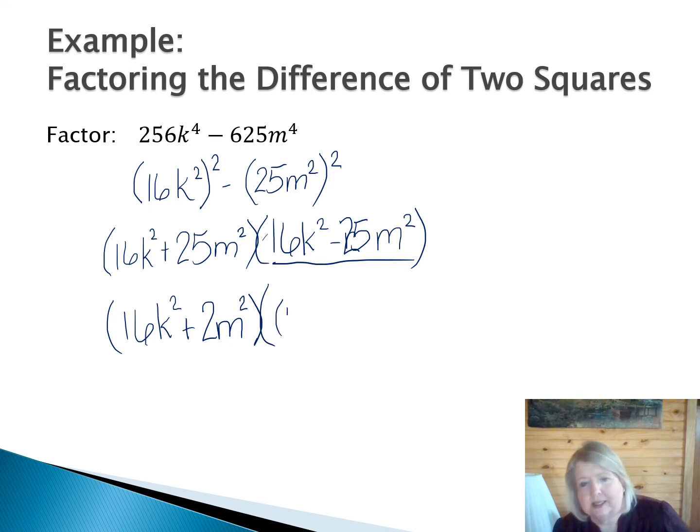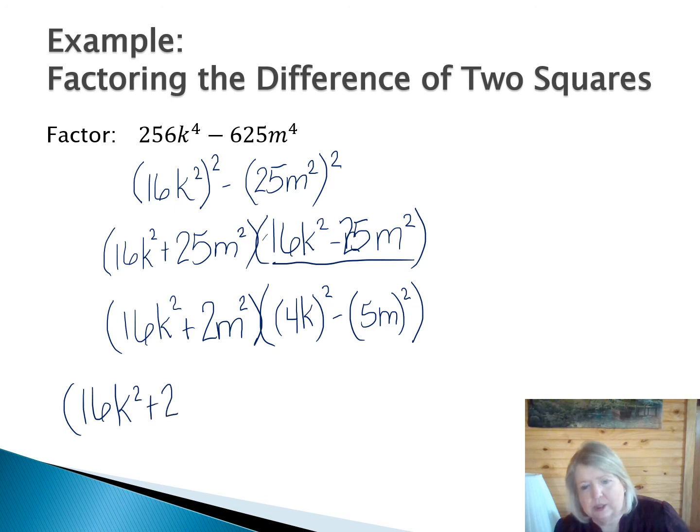So the square root of 16 is 4. So that's going to be 4k squared. Square root of 25 is 5, so that's going to be 5m squared. So see, I do have the difference of squares again right here. So again, I'm going to say that the difference of squares gives conjugate pairs. And I'm going to write it out. 4k plus 5m and 4k minus 5m.